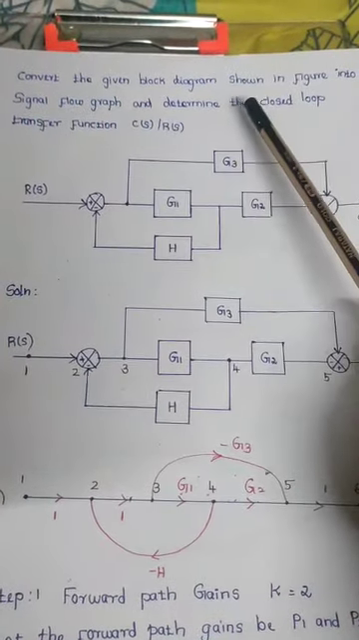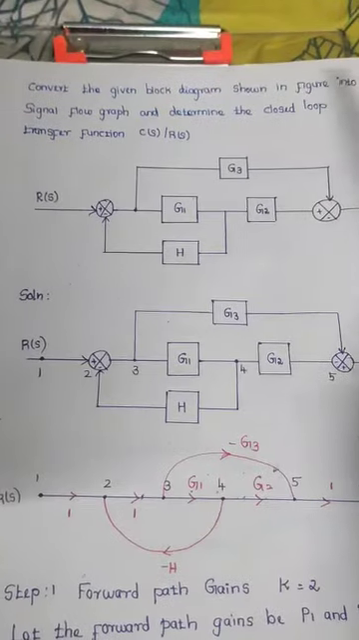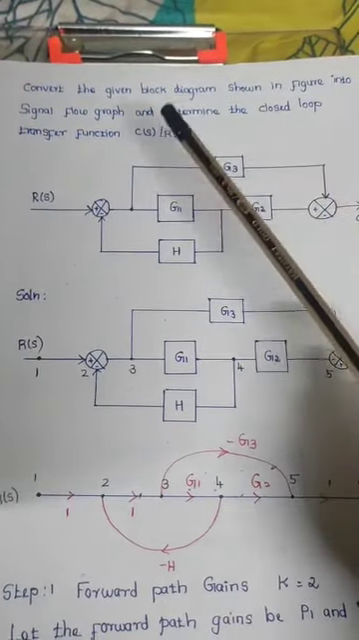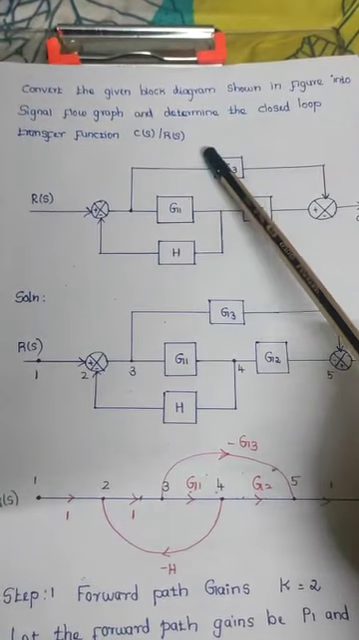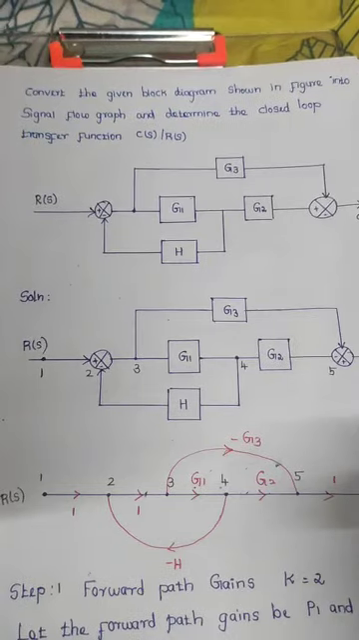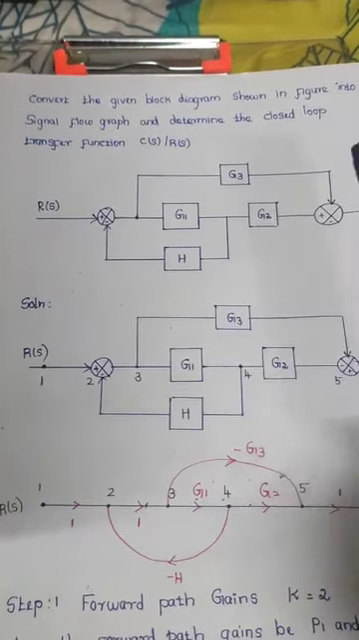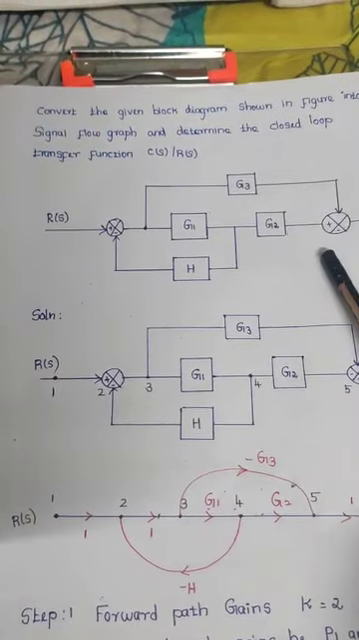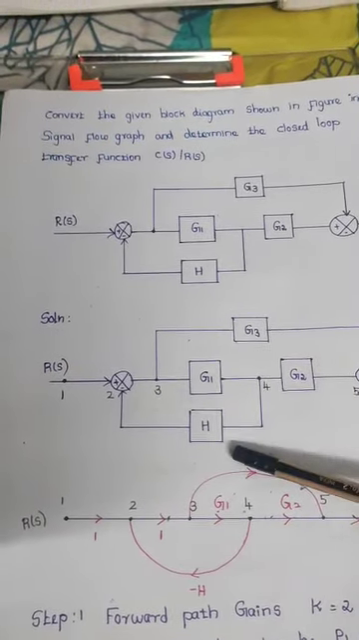Convert the given block diagram shown in figure into signal flow graph and determine the closed loop transfer function C(S)/R(S). This problem is taken from the topic signal flow graph in control system. This is the block diagram. First we have to convert this block diagram into signal flow graph.